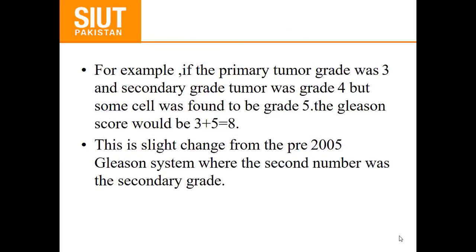For example, if the primary tumor grade was 3 and the secondary grade was 4, but some cells were found to be grade 5, the Gleason score would be 3 plus 5, that is 8. This is a slight change from the pre-2005 Gleason system, where the second number was the secondary grade.